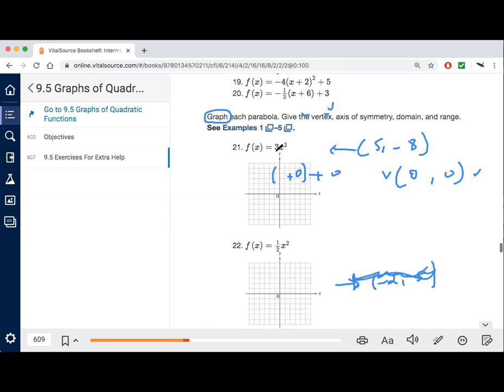The vertex, you can get it from the equation itself, or you can get it from the graph. So if this is positive, 0, 0, there's no graphing in that one, right? No, there is a graph. We're going to do it right now. Basically, the lowest point is 0. That's the vertex. But let's get the graph accurately.